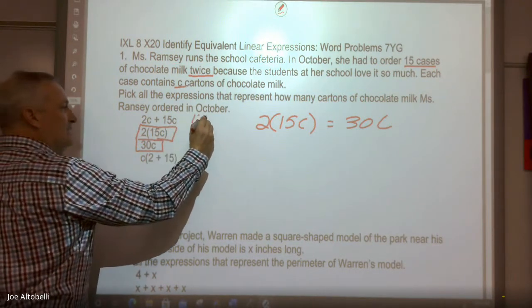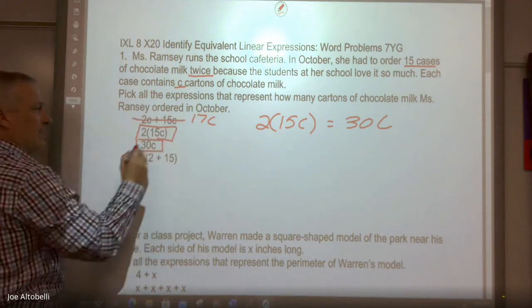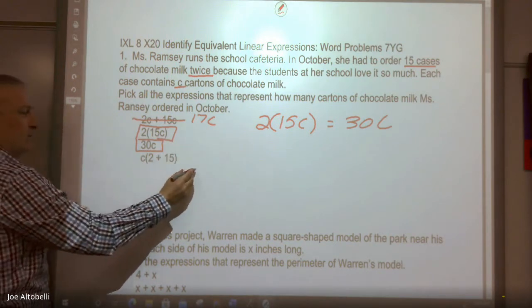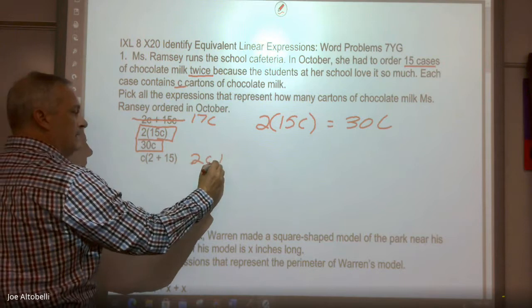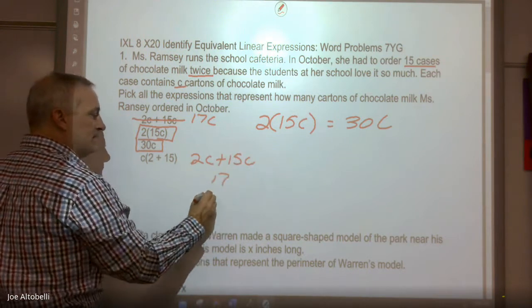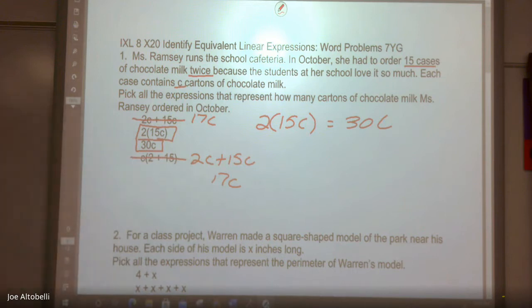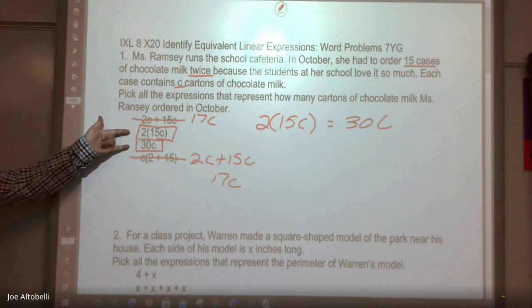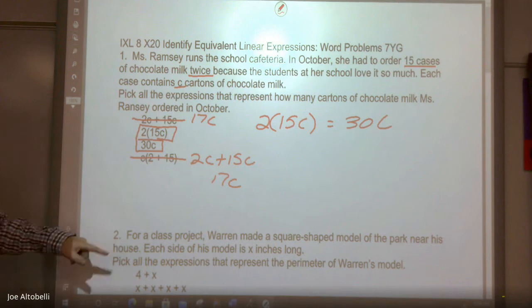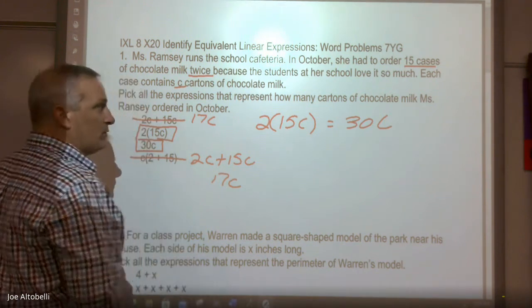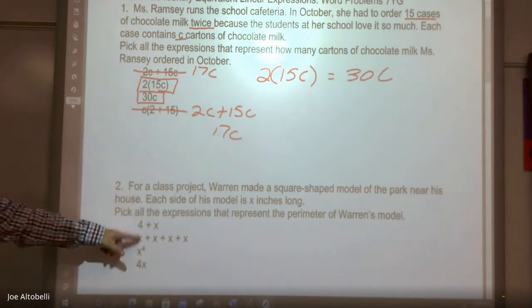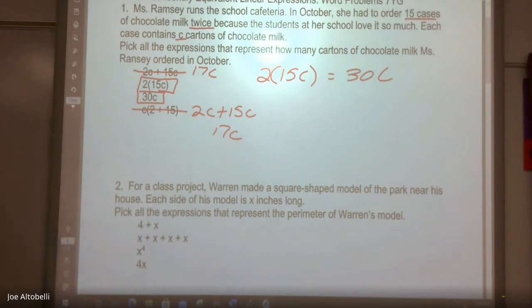This is 17C, so that's not right. And this one is 2C plus 15C, which is 17C. That is also not right. Okay, so we just have the 2. All right. You try number 2 now. Read through it and see if you can find which expressions it is. Go ahead. Number 2.